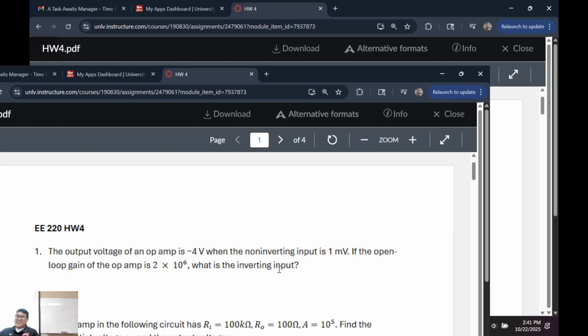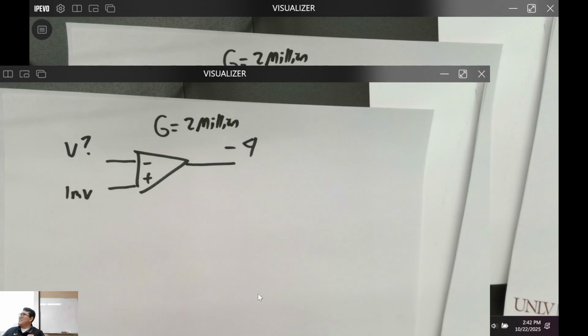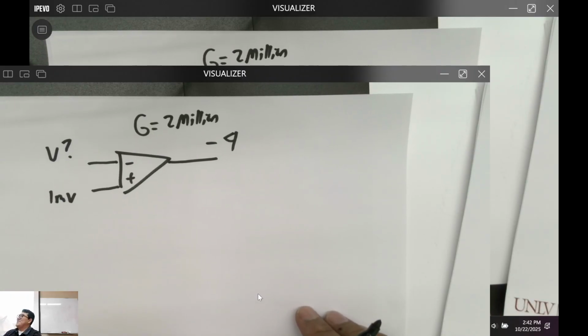Okay, I'm going to write this. I'm going to draw a triangle, minus, plus. Don't worry, I'll put the camera back on. The output voltage is -4. The gain is 2 million. And then the non-inverting is 1 millivolt. And then it wants to know what this one is. There you go. Does that look like your homework? Well, this is an easy problem.